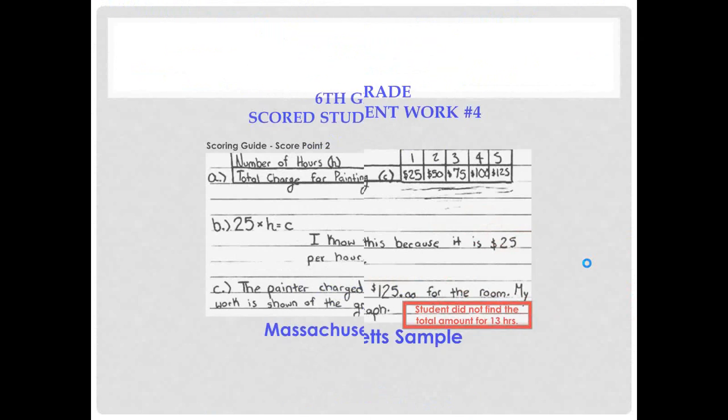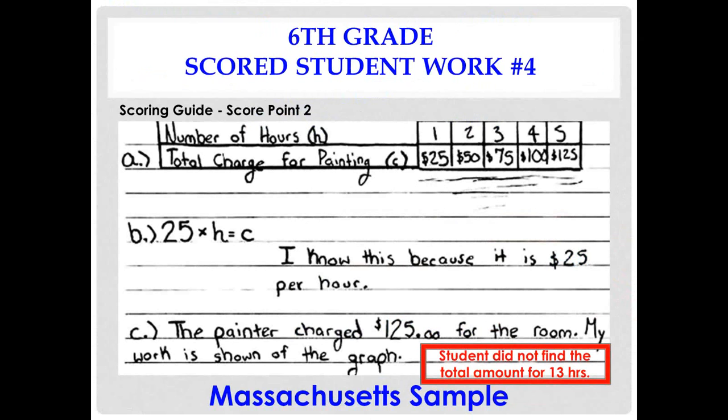All right, a student that scored 2 points out of 4 points, they set up their table the same as the previous student. 1 hour, $25, 2 hours, $50, 3 hours, $75, and so forth. On Part B, they have the $25 that is charged times H, which is the number of hours, equals the cost. And I know this because it is $25 per hour.